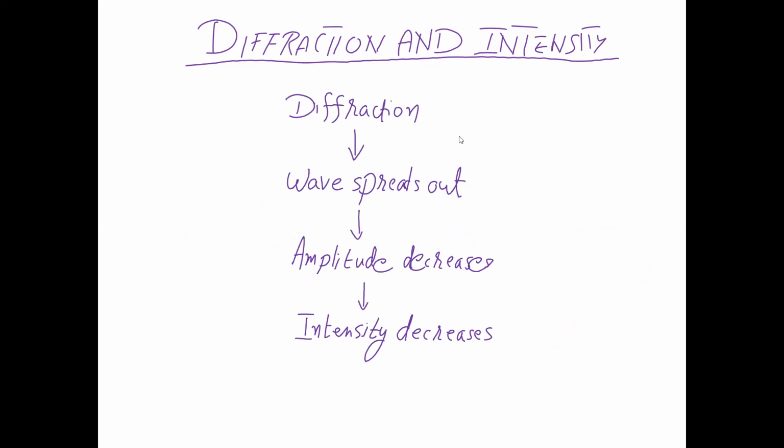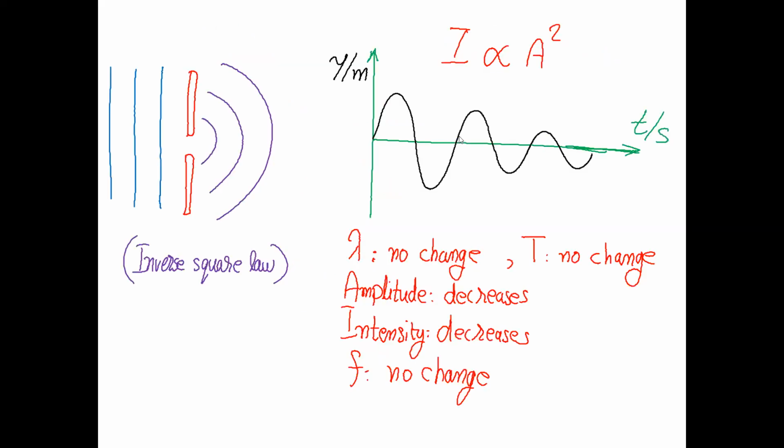Diffraction and intensity. Diffraction means spreading of waves. When a wave spreads out, amplitude decreases, intensity decreases. So diffraction decreases the intensity of a signal. Look at this screen. Diffraction is happening here, and due to diffraction, the signal is getting weaker.